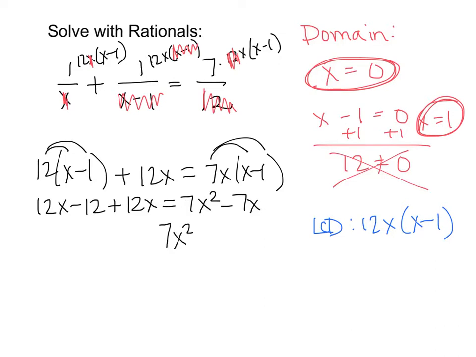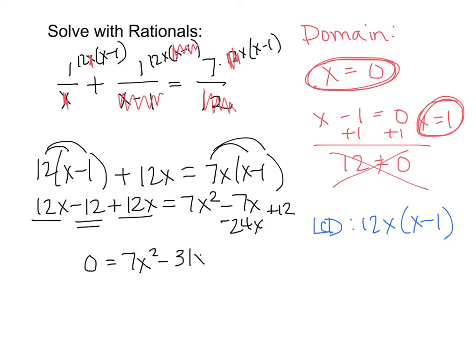So I'm going to take 12x and 12x is 24x, and I'm going to subtract that 24x over. And then I'm also going to add this 12 over. So what I end up with is 0 equals 7x squared minus 31x plus 12. Now I have got a ton of different options for solving this.